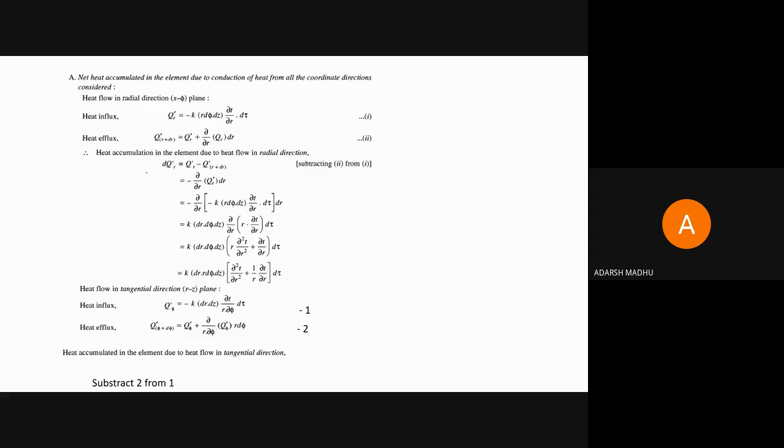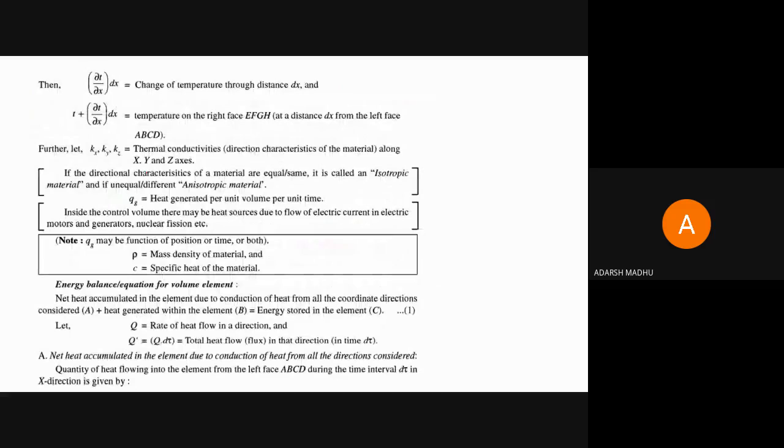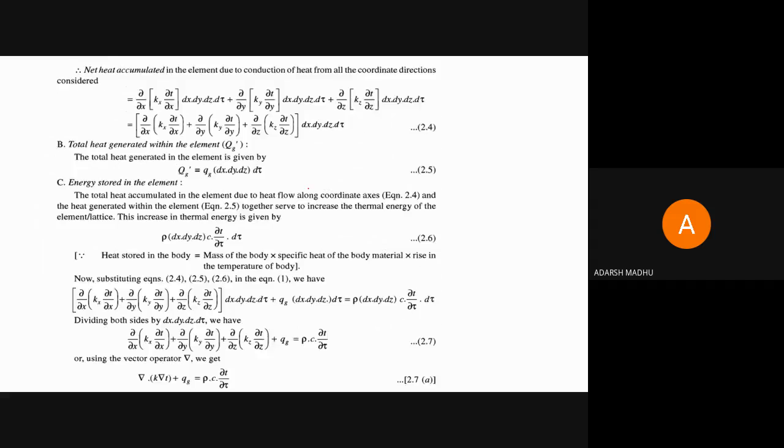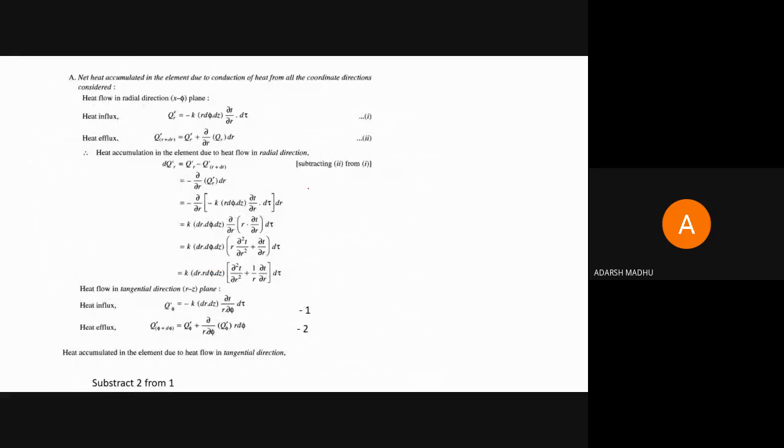In the previous derivation, when we dealt with x, the area we took was dy dz. For the x-axis we took dy dz, and for y we took dx dz, and for z we took dx dy. Like that. Here we are first considering qr, defined along dr.